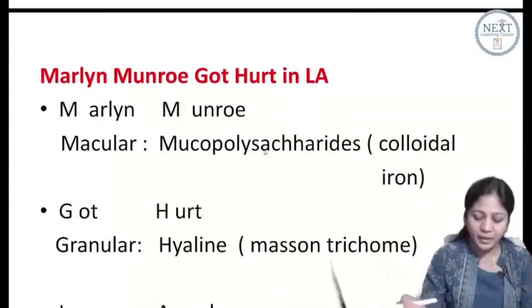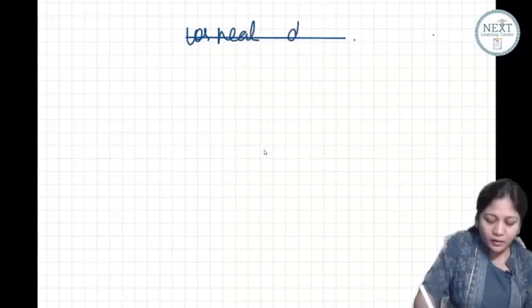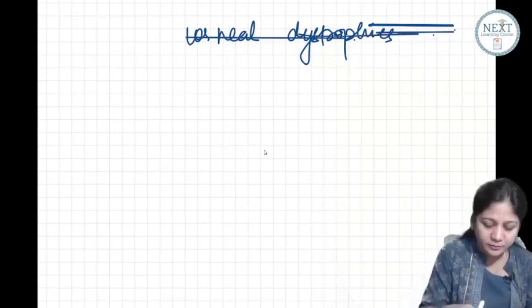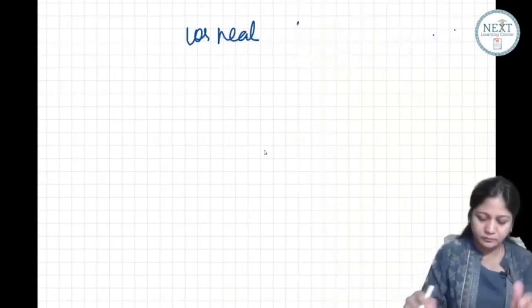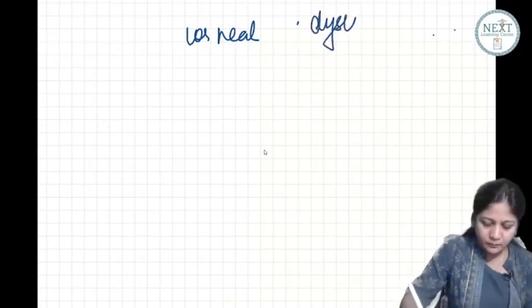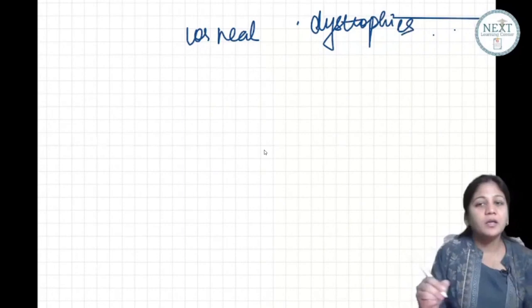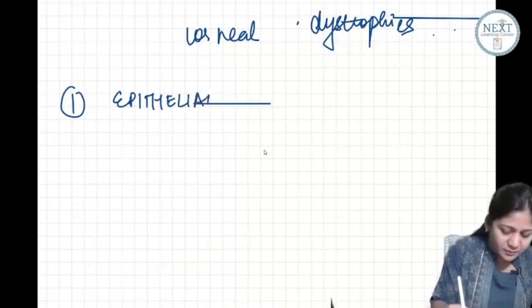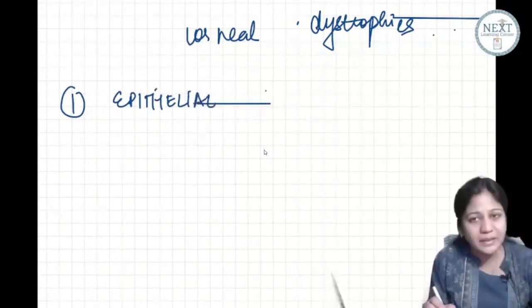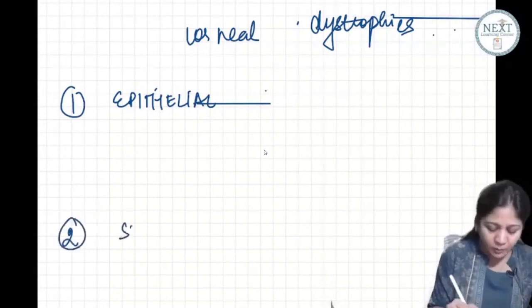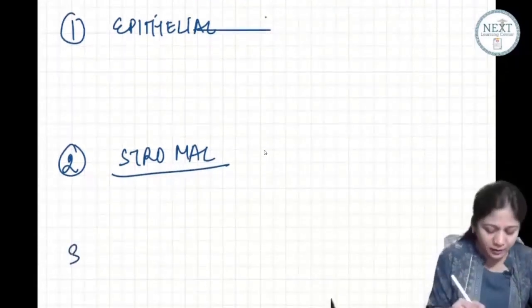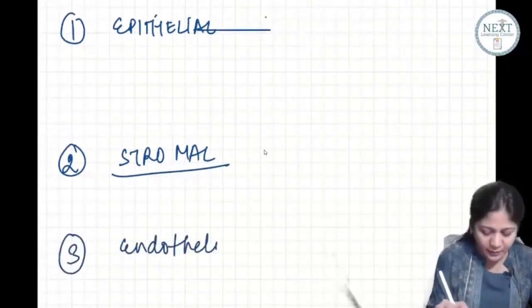Let's start with the next topic. The next one is corneal dystrophies. Dystrophy of the cornea. So friends, first of all, corneal dystrophies can be classified into three types. First is the epithelial dystrophies, that means the defect is in the epithelium. The second is the stromal dystrophies, that means the problem is in the stroma. And the third one is the endothelial dystrophy. There are three types of dystrophies.